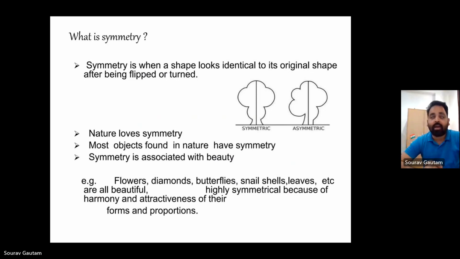carried out. As we know, nature loves symmetry. Most objects found in nature have symmetry. Symmetry is associated with beauty. For example, flowers, diamonds, butterflies, snail shells, leaves, etc. are all beautiful, highly symmetrical because of the harmony and attractiveness of their form and proportions.